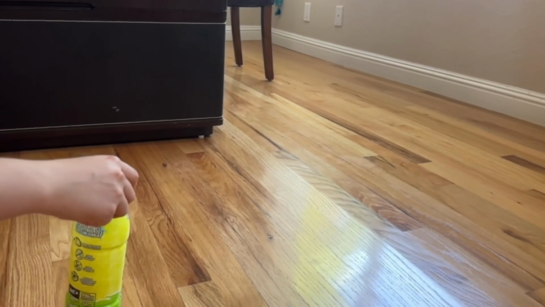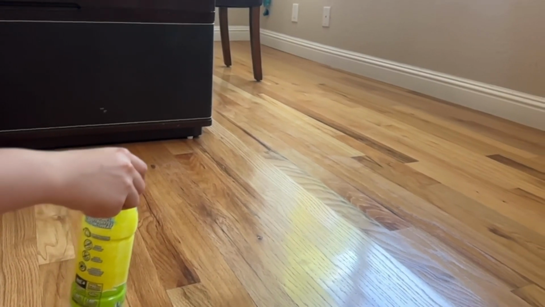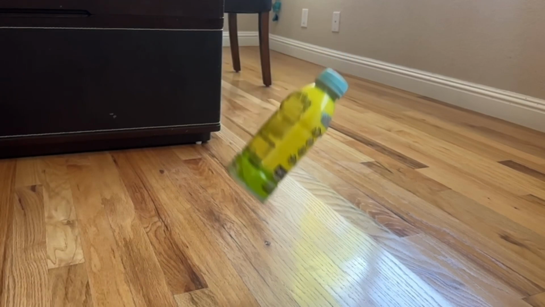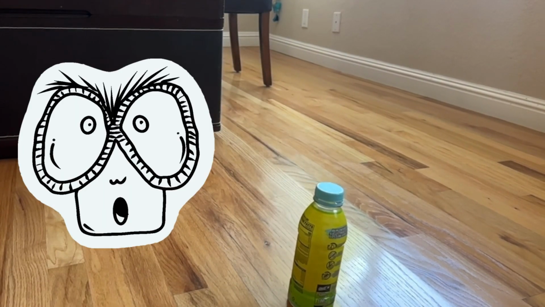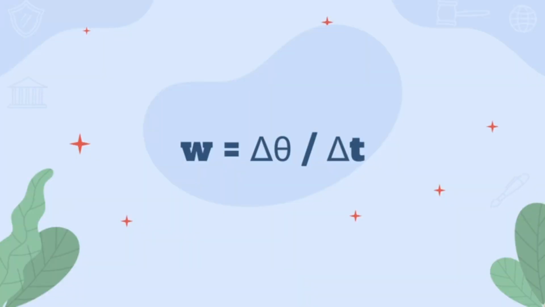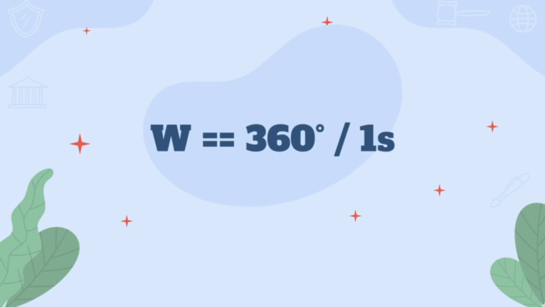Next is the spin. When you flick your wrist, you give the bottle angular velocity, or how fast it rotates. Angular velocity is equal to delta theta over delta time. Let's say the bottle is in the air for about 0.8 to 1 second. To make one full rotation, it needs an angular velocity of 360 degrees per second.